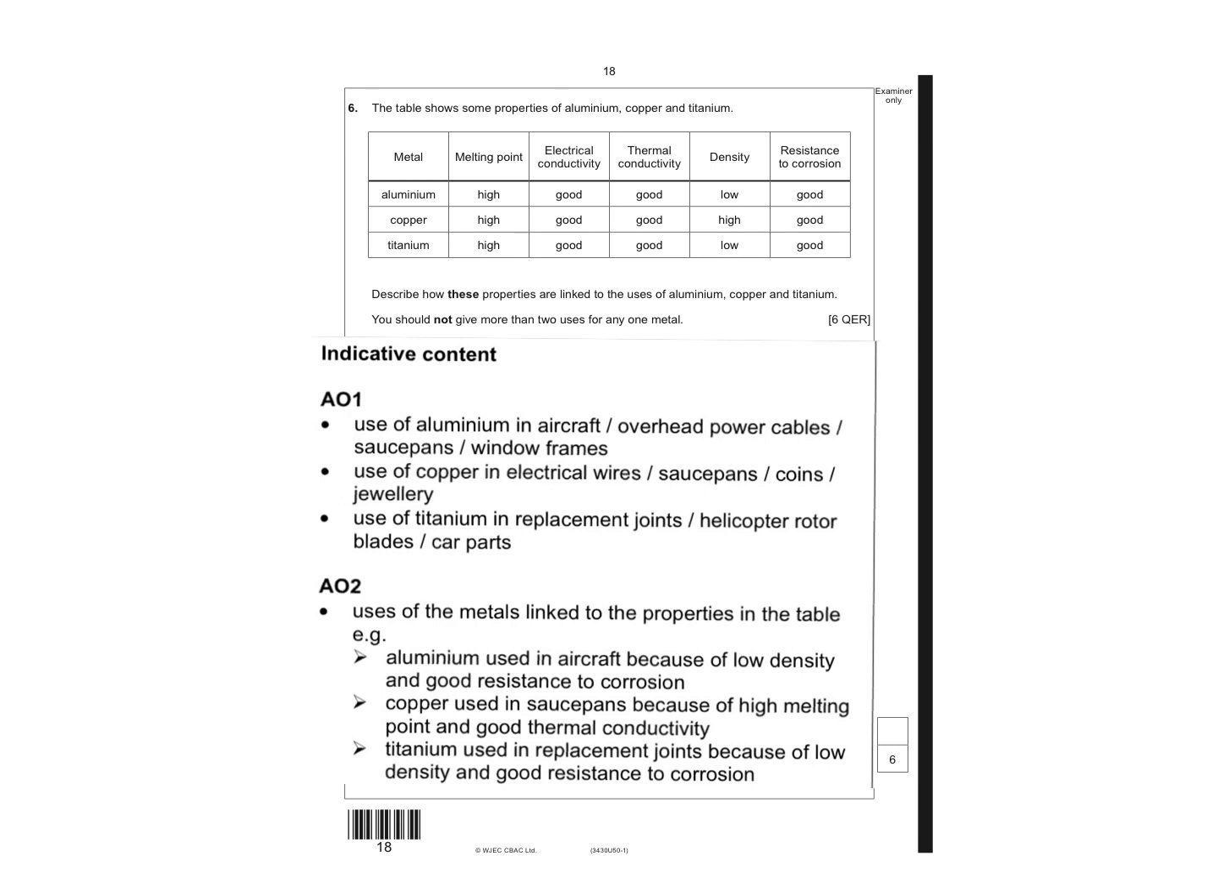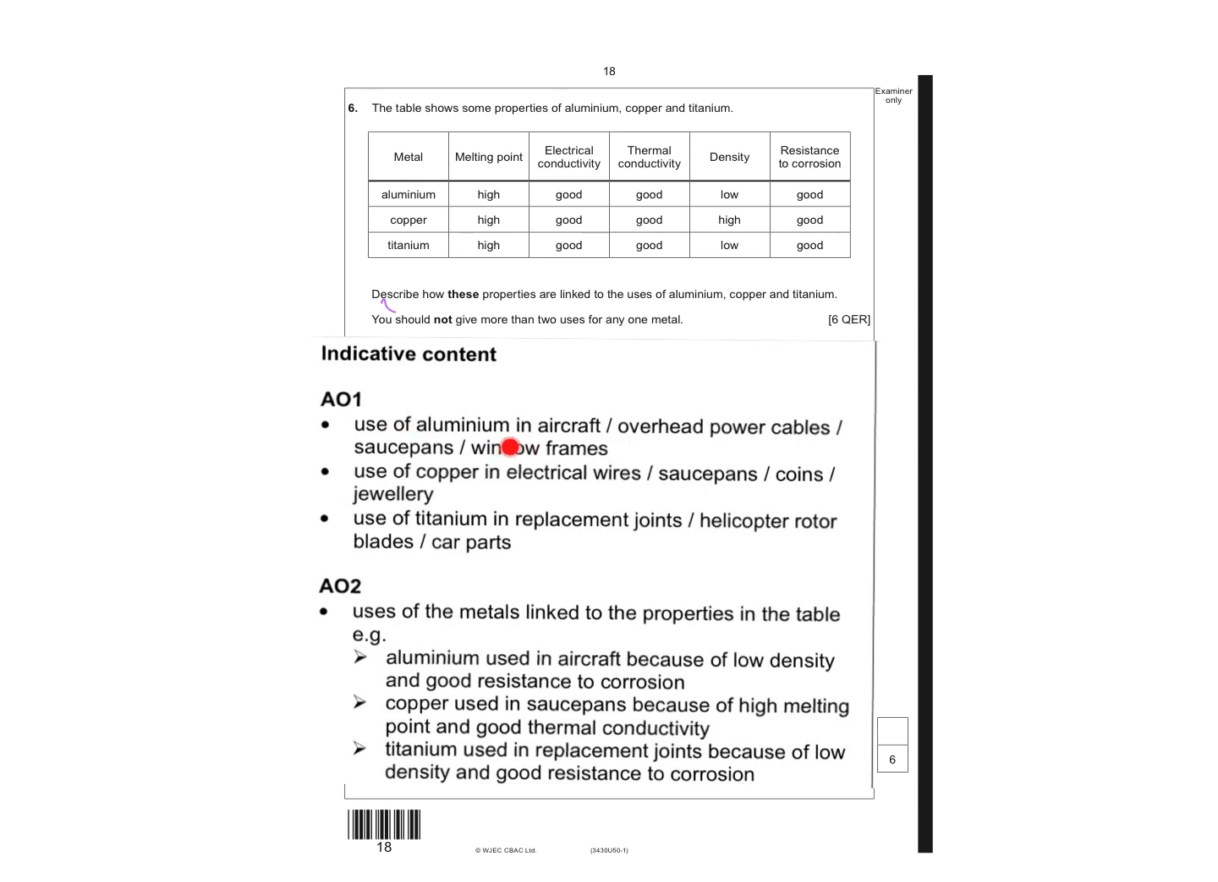So a nice easy kind of 6 marker is they gave you a table and they said describe how the properties are linked to the uses of aluminium, copper and titanium. You should not give more than 2 uses for any metal. So there's loads of information about different metals and you had to be able to give at least 2 uses.